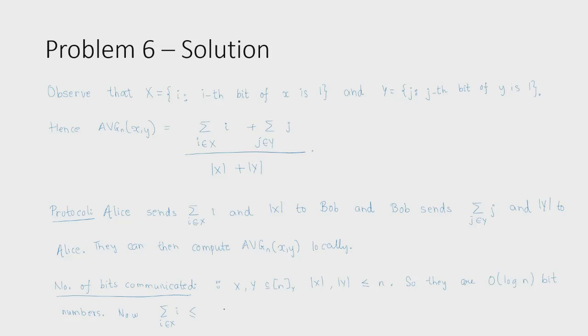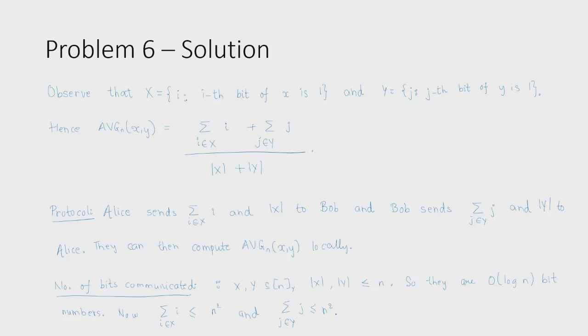This sum is upper bounded by n square, right? Because in the worst case, the size of x is n, in which case x is just 1 to n. If you sum up 1 to n, you get n times n plus 1 over 2, which is less than n square, right? So this is less than n square, and this is also less than n square by the same argument.